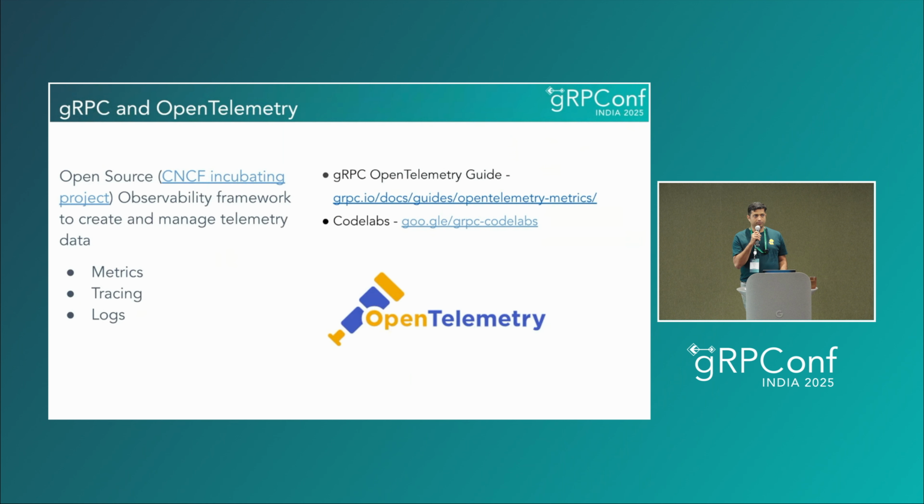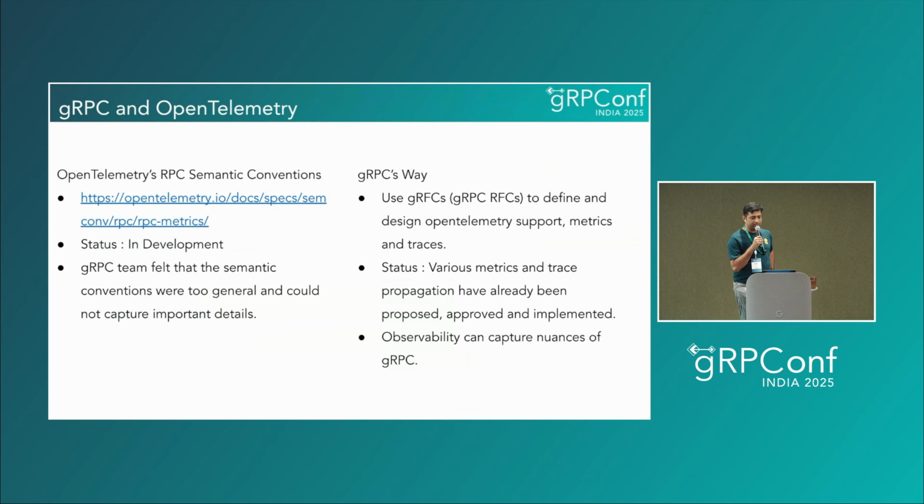Any RPC system probably has some nuances that are unique to that system, and those ideally would need to be captured by metrics. So for gRPC's needs, we needed to be able to define metrics and traces that made sense for gRPC. So we used gRFCs.